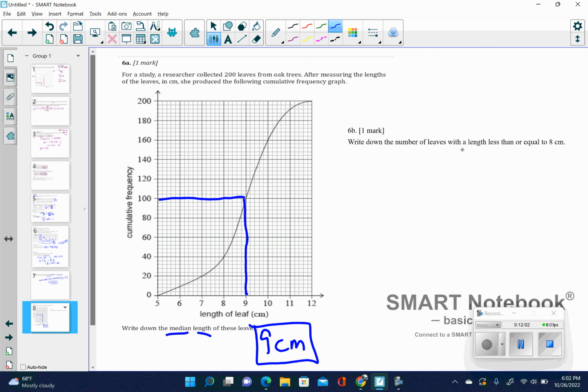Write down the number of leaves with a length less than or equal to 8. Here is where 8 is, and that is 40. So the correct answer for this was 40 leaves. And remember, cumulative frequency means that all of these are already added. Okay, done.